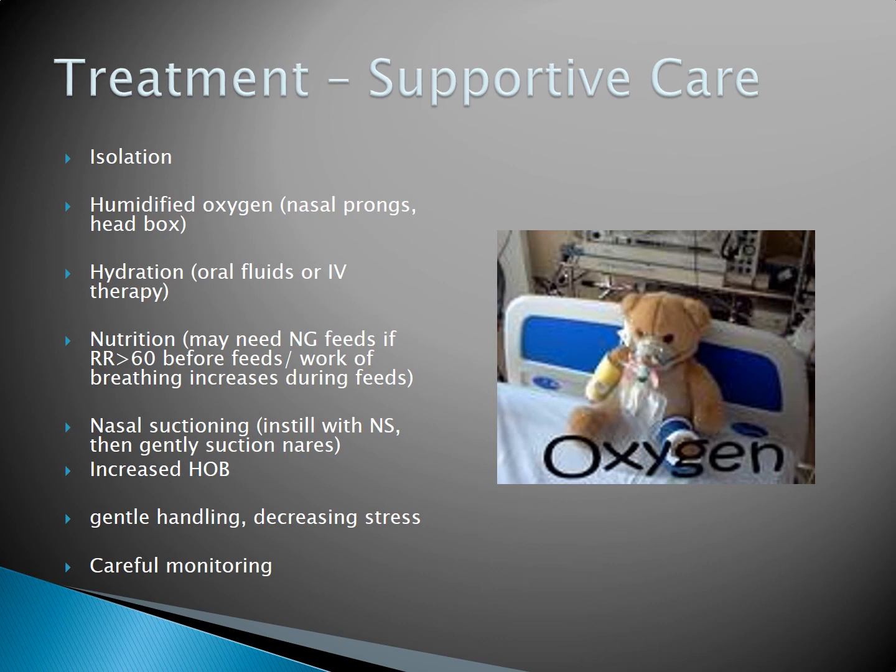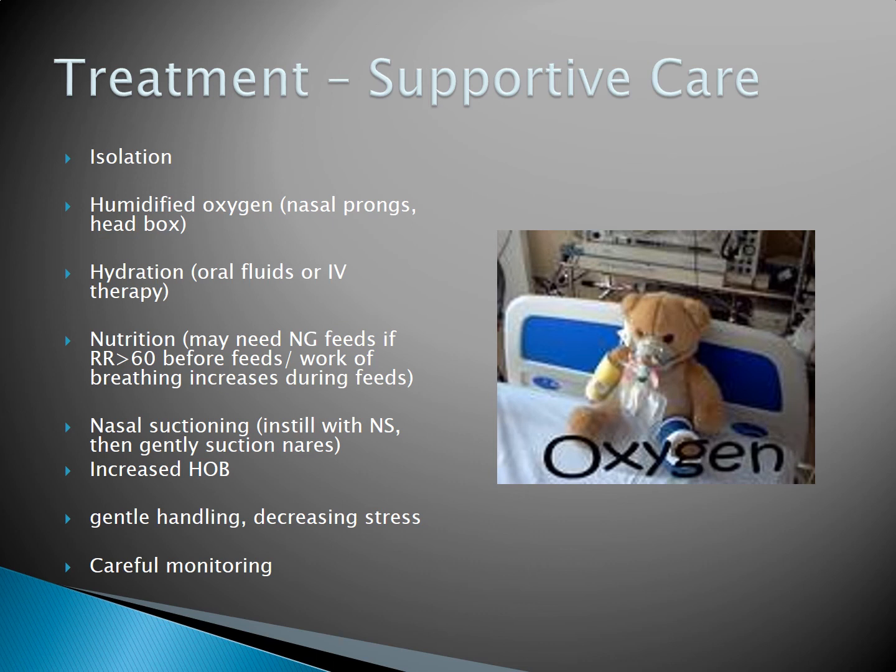Hydration is really important. They're losing a lot of extra fluids through insensible water loss with an increased respiratory rate. So that hydration needs to be either oral fluids if they're able to feed orally, or IV therapy. Some babies with a really increased respiratory rate will need to be switched to nasogastric tube feeds. Typically, if the respiratory rate is over 60, we need to stop oral feeds because of the risk of aspiration and move to nasogastric tube feeds until the work of breathing settles.